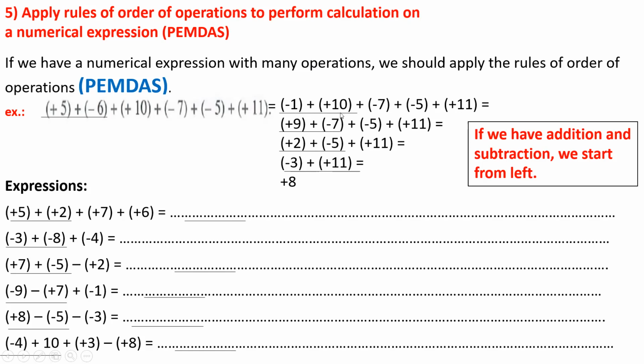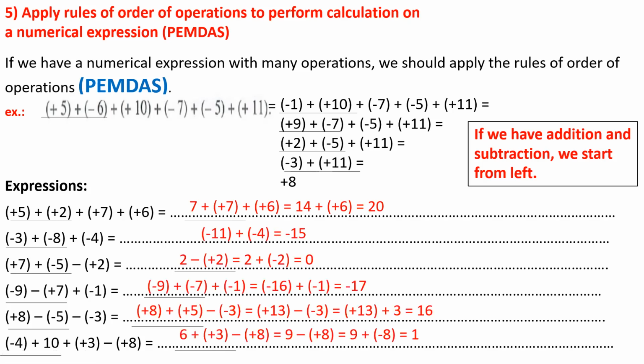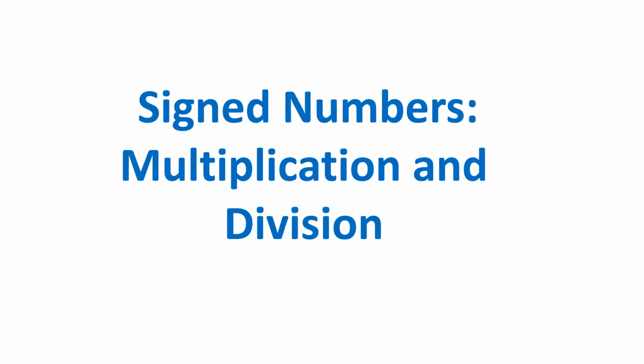Then I start with the first two. Minus 1 plus positive 10. Also, I have different signs, and the greatest is 10, so my answer will be positive. 10 minus 1 is 9, and all the others go down. As you can see, for the numbers I'm taking, I draw a line under them to say which numbers I'm performing. If we have addition and subtraction, we always start our calculation, as you can see, from left. Also down here, you have an exercise solved for you that you can practice on draft.